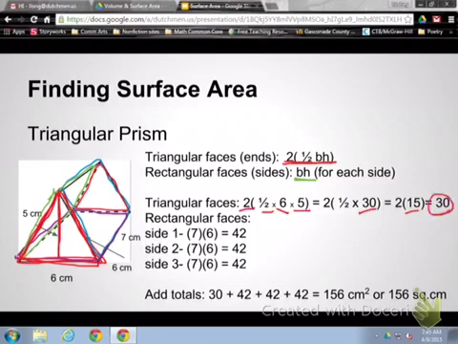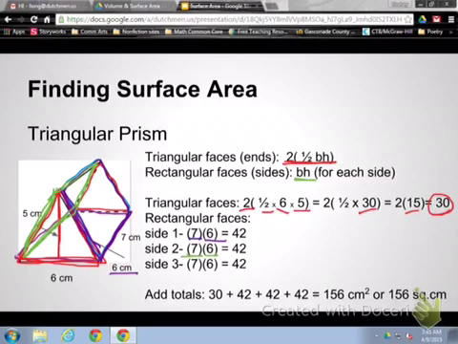Then, for each one of the rectangular faces, we do the same thing. I'm going to start here with this one, and it's a rectangle, so we do base times height. It tells me right here that my base is 7, and right here that my height is 6. So you take 7 times 6, and that gives you 42 for your first side. For your second side, you do the same thing. This green side here, you do base times height. Our base is still 7, and our height is still 6. So 6 times 7 is 42.